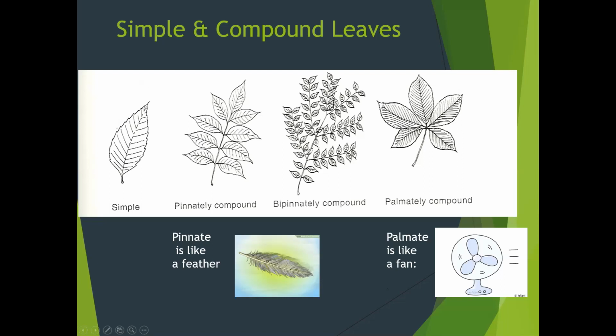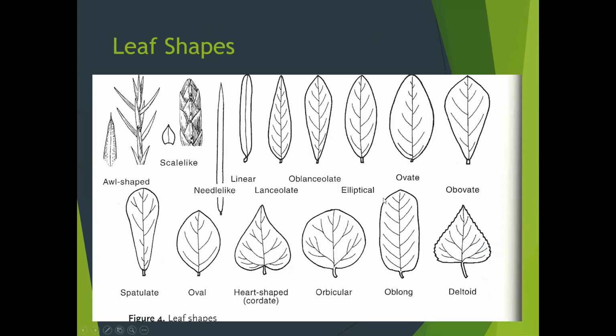Here's some more leaf shapes. You don't need to know all these words. They're helpful if you're using different guides, and a lot of them are the more scientific words for the shapes, but like a deltoid shape, obviously this is a triangle. You can have a heart shape. Oval shapes we refer to as egg-shaped or ovate, and various other descriptors.